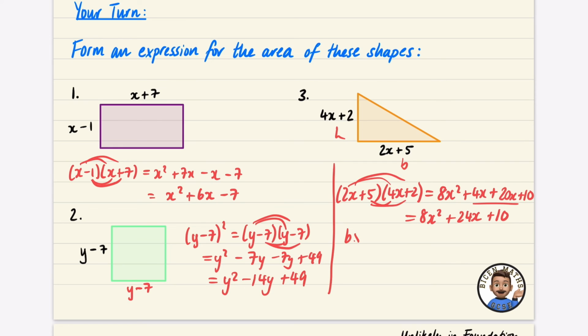Now, the base times the height divided by 2 is going to be this whole thing that we've got here divided by 2. So I can half the first part, I can half the second part, and I can half the third part, so that I've got my 3 answers to question 1, to question 2, and question 3. Hopefully you got those same answers that I did.